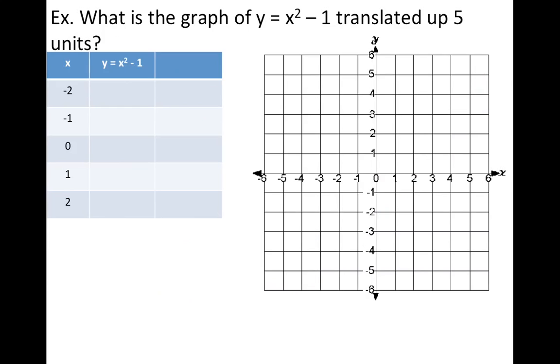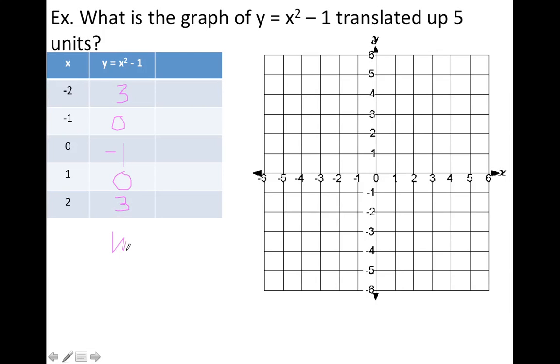Okay, so again, we have our function. We have to find our values of x. So that means we plug in -2 into our original equation, x squared minus 1. When we do that, whenever you square a negative number, remember it's positive. Then we subtract 1, we get 3. Again, plug in -1, we get 0. 0, we get -1. 1, we get 0. And 2, we get 3.